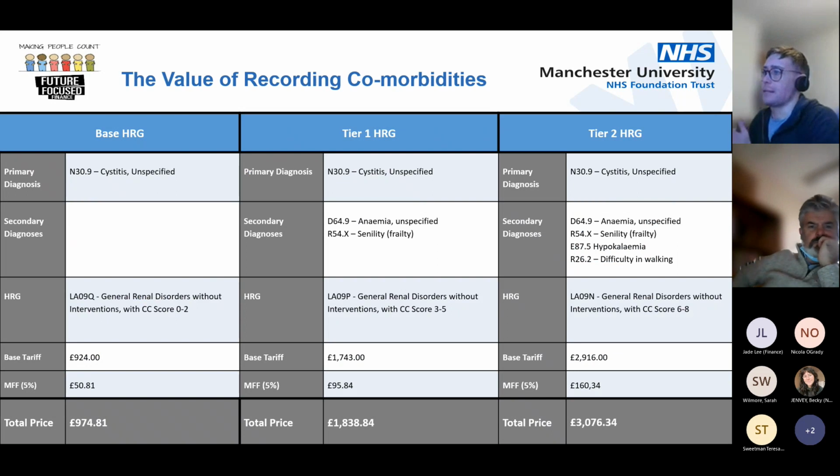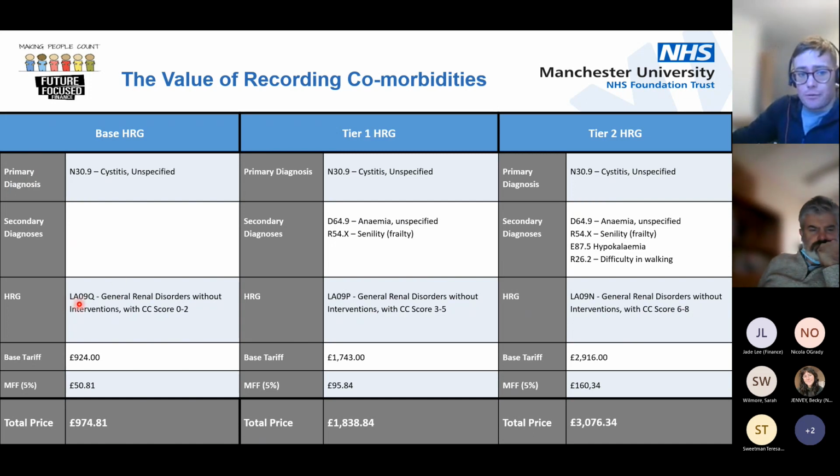So here is a quick case study of the value of comorbidity recording, and we'll take a look at what I've been mentioning about complexity. If we look at the first column on the left, we've got a base HRG patient. They come in and they've got cystitis. So it's a primary diagnosis. There's no comorbidities, no secondary diagnoses. So this is the HRG.